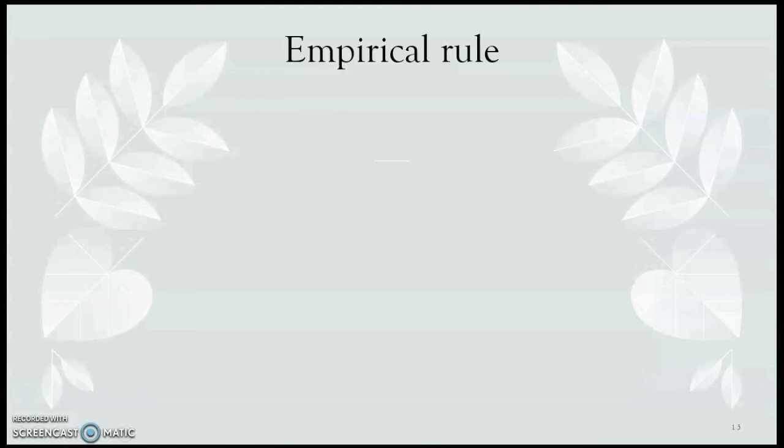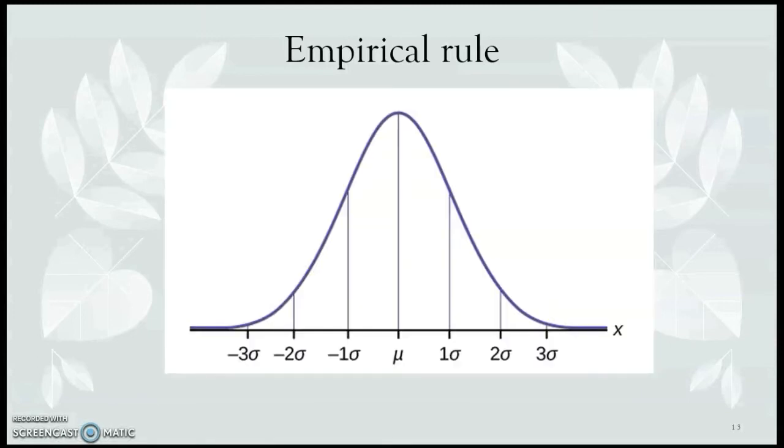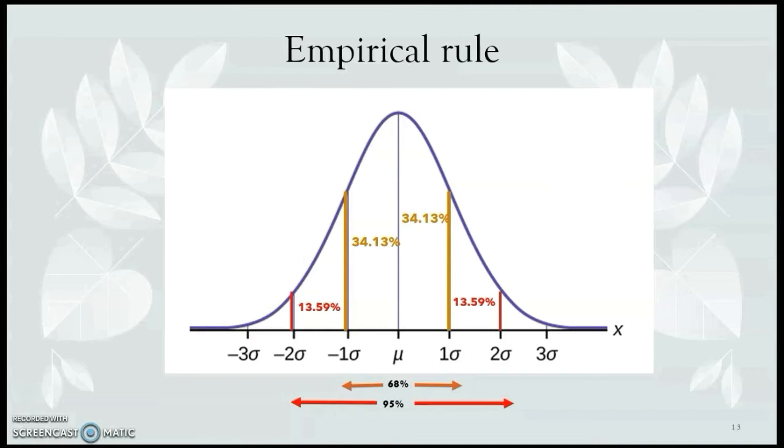Empirical rule. It uses normal distribution data to find the first standard deviation, second standard deviation, and third standard deviation from the mean. Empirical rule only applies if the data is symmetrical. Within one standard deviation of the mean, it is approximately 68%, and the area between the mean and the standard deviation above the mean is equal to 34.13%. Within two standard deviations of the mean, it is approximately 95%, and the area between the mean and two standard deviations above or below the mean is 13.59%.